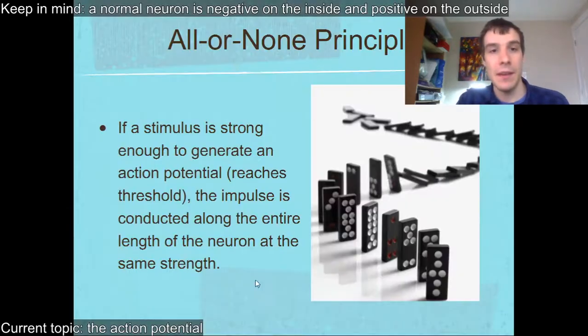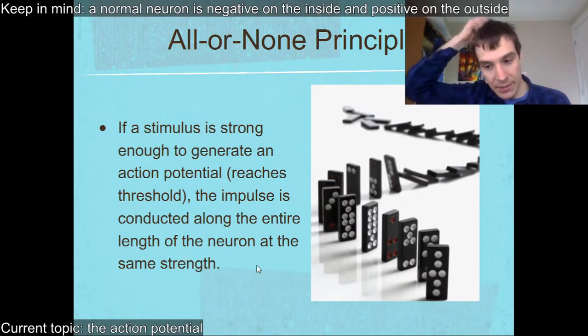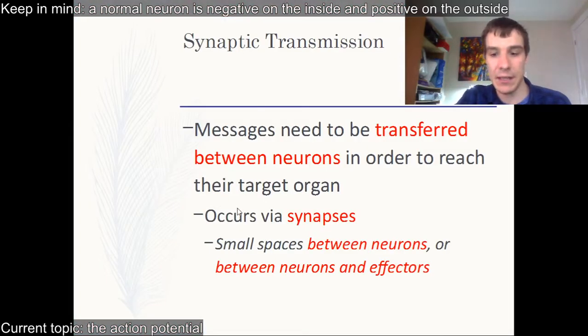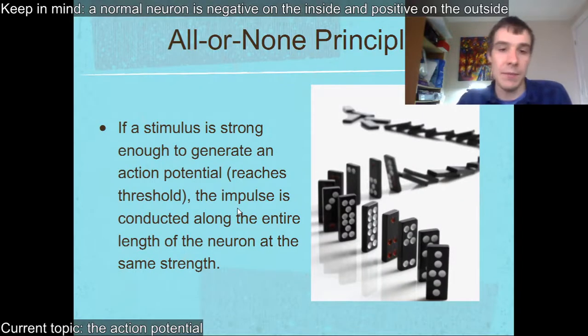That's great. This is an all or nothing principle. If it's strong enough at one point to set off the action potential, the whole neuron is going to fire in sequence. And the best way to explain that is over on the whiteboard. So I'm going to pause and go over to the whiteboard and kind of explain this stuff.